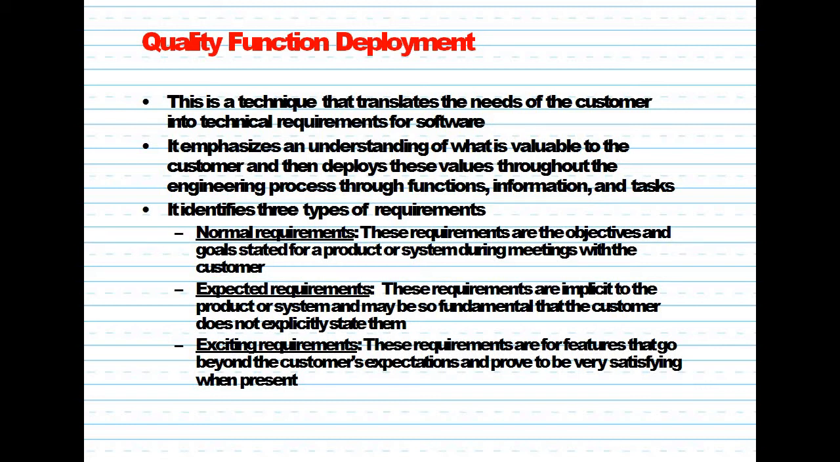First is normal requirement. In normal requirements, the objectives and goals stated for a product or system during meetings with the customer. Second, expected requirement. The requirements are implicit to the product or system, where they contain fundamentals that the customer does not explicitly state. And third is the exciting requirement, the requirements that go beyond the customer expectation and prove to be very satisfying when present.